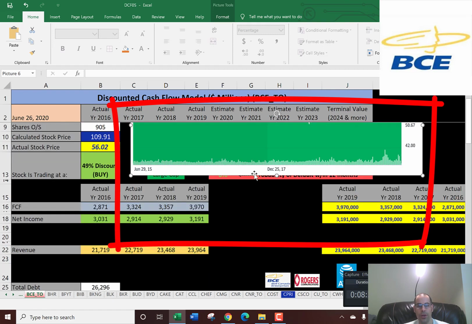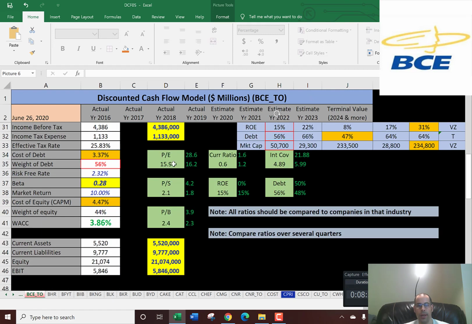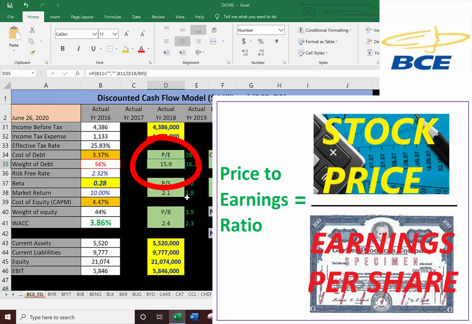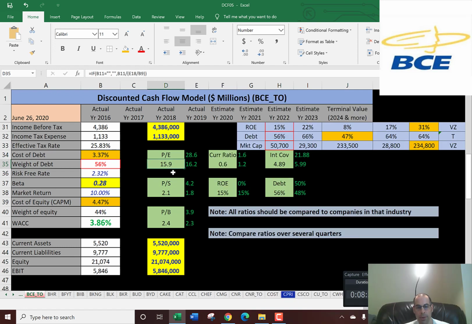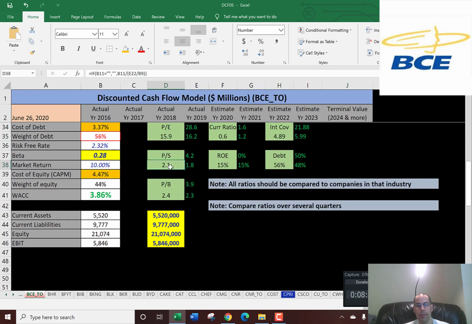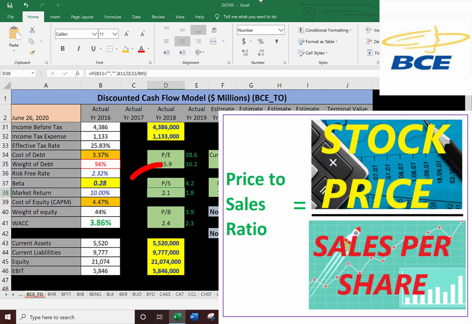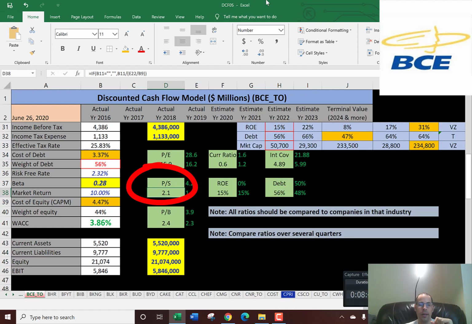Let's look at their financial ratios to get more information. They have a PE of 16, and the average in the market's 29, and the median in the market's 16. That's price of stock over earnings per share. That's a pretty good PE. They have also a good price to sales ratio of 2.1. That's price of stock over sales per share. So investors are willing to pay $2 for $1 of sales.